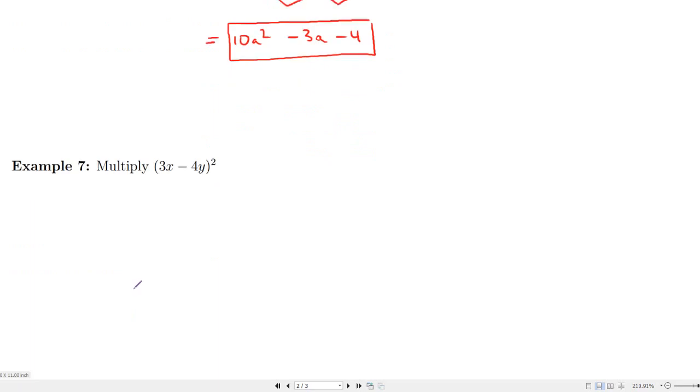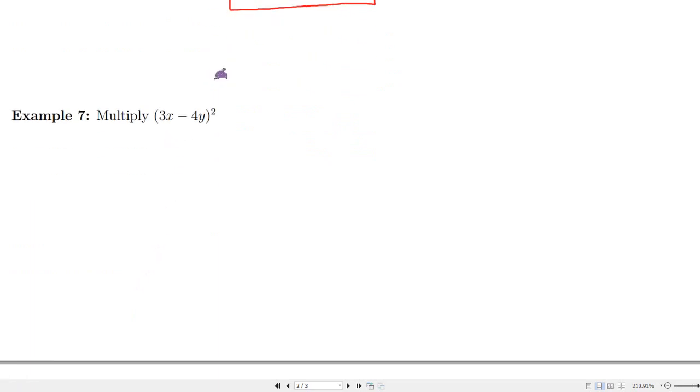For this next example here, we have 3x minus 4y squared. So one way that we could start this is we could actually just write that out as two factors. So 3x minus 4y, just write it twice since that's the same thing as this squared. And then now, I didn't specify the method to use, so you can use whatever you want, but it seems like this FOIL procedure is pretty quick, so let's try to do that.